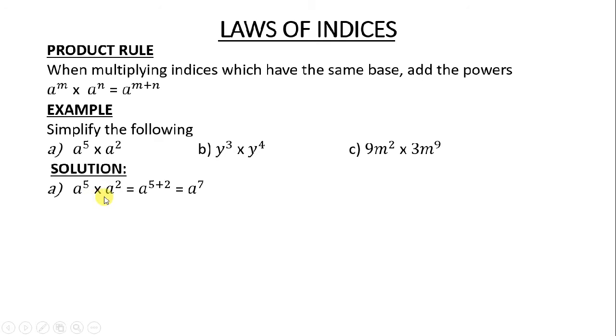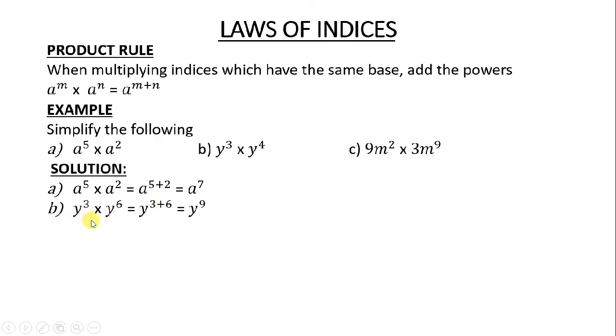So we have a to the power 5 times a to the power 2. What are we supposed to do? First, identify the bases. Are the bases the same? Yes. What are we supposed to do? Add the powers. So we have a to the power 5 plus 2, giving us a to the power what? 7. Let's go to the next one. We have y to the power 3 times y to the power 6. We are asked to multiply and the bases are the same. What are we supposed to do? Add the powers.